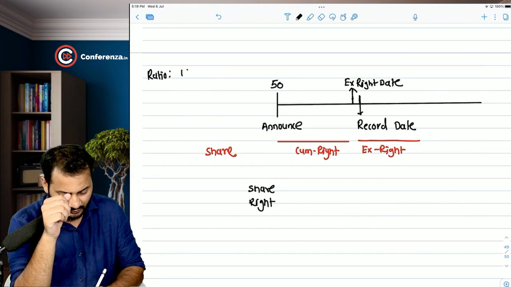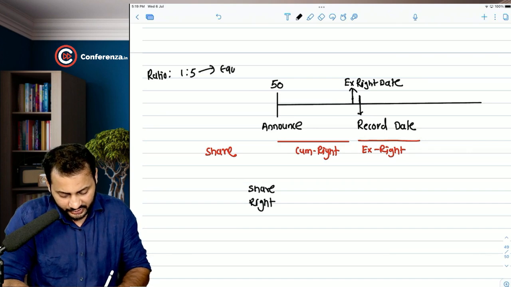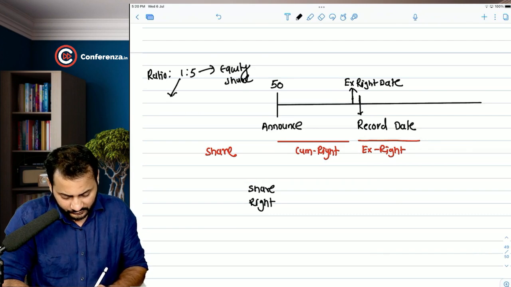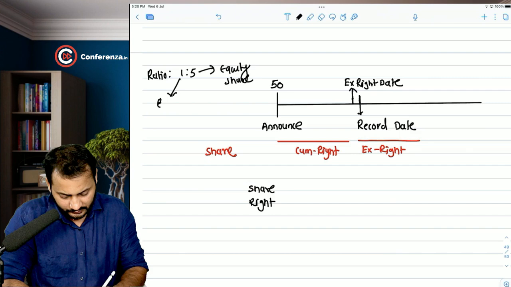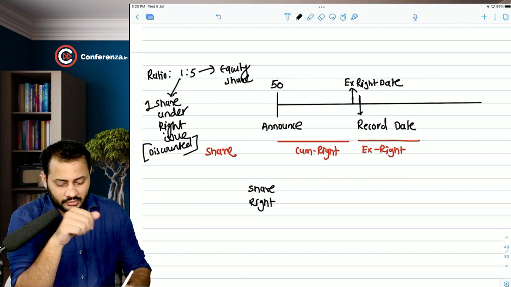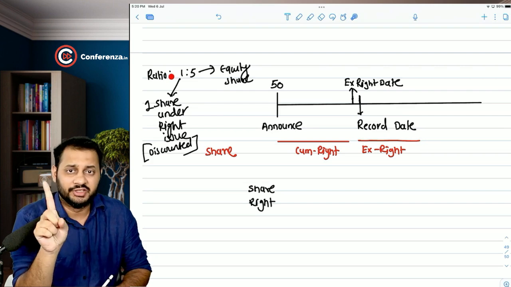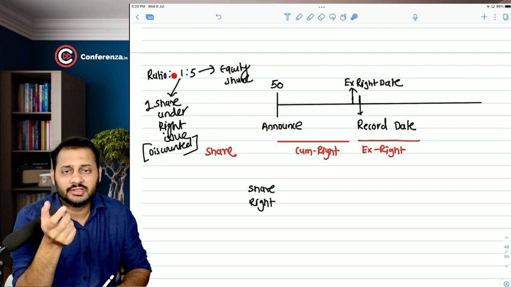It is like this, 1:5. What does that mean? It means that if you have 5 equity shares of the company, you can get 1 equity share under a rights issue at a discounted price. So those who have 5 shares will get a right to buy 1 share at a discounted price. This is called a 1:5 ratio.